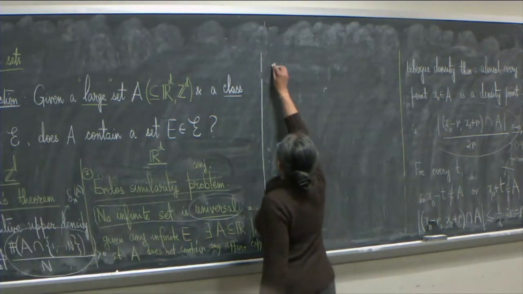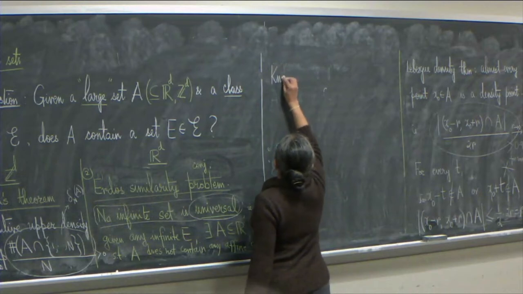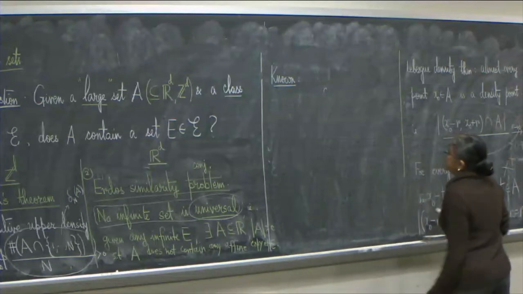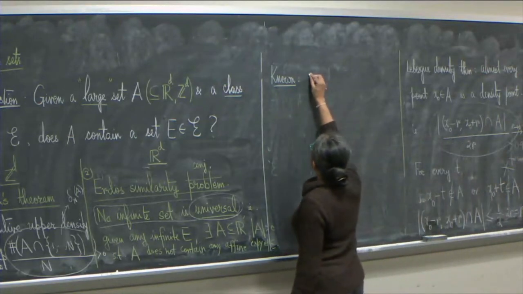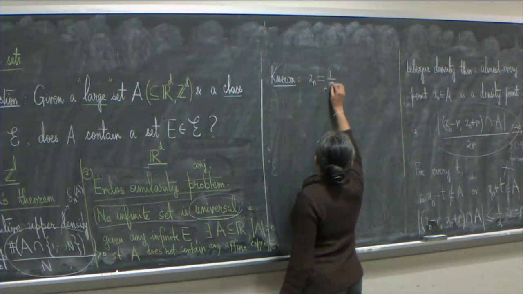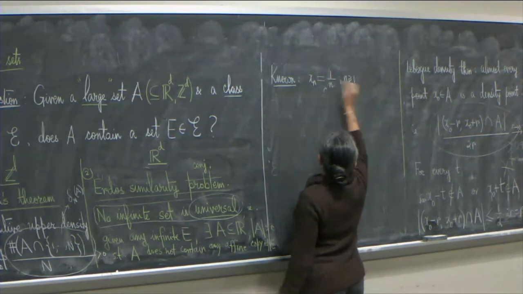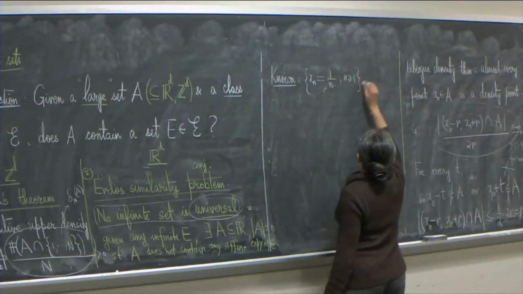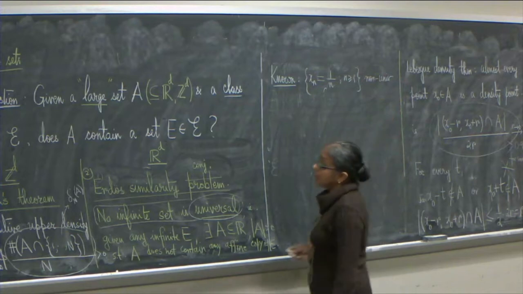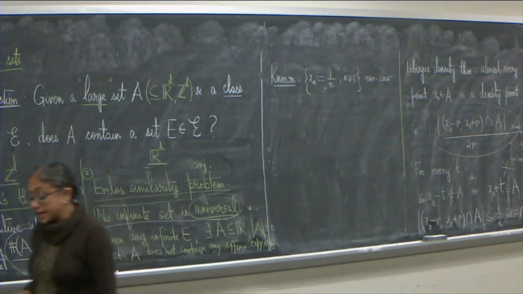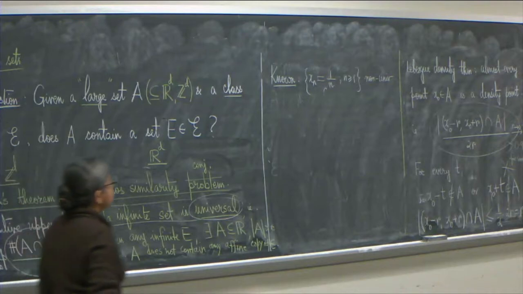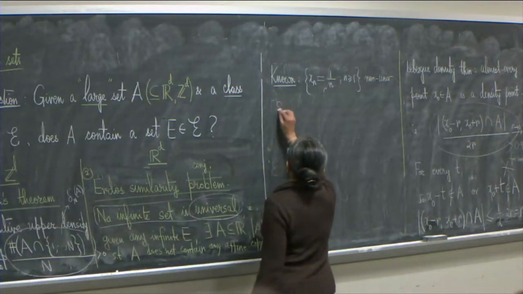Okay, so what's known? We know, for example, that slowly decaying sequences, like 1/n, are non-universal. What's also known is that if you take certain infinite sets, they are non-universal.